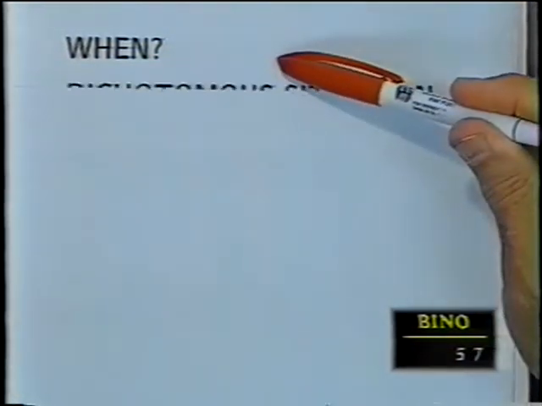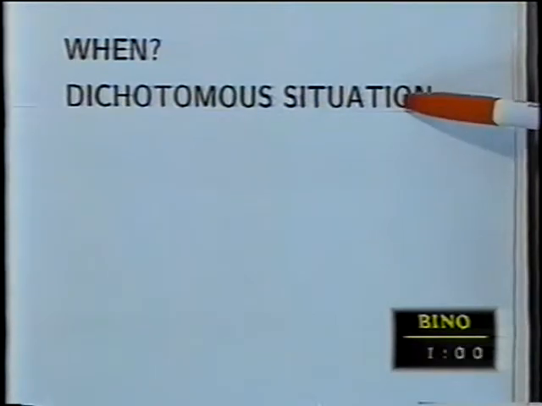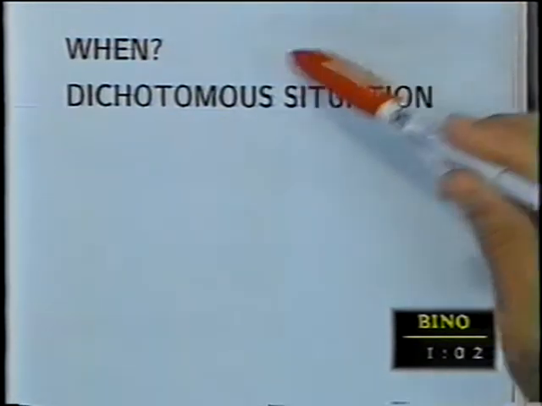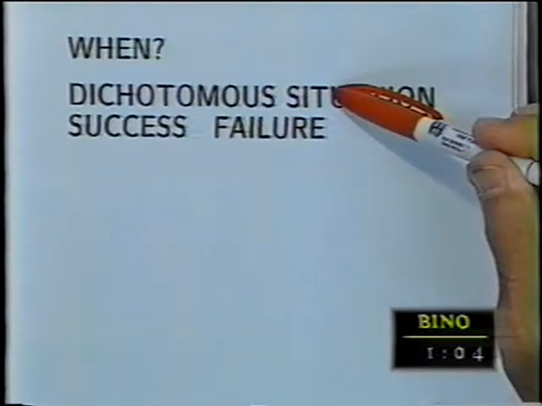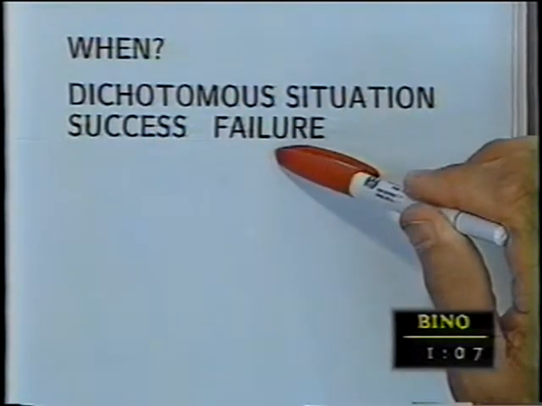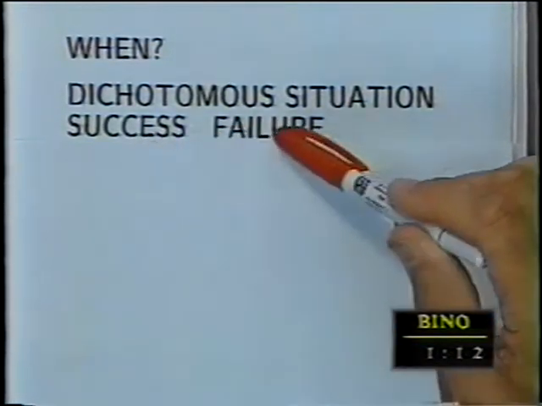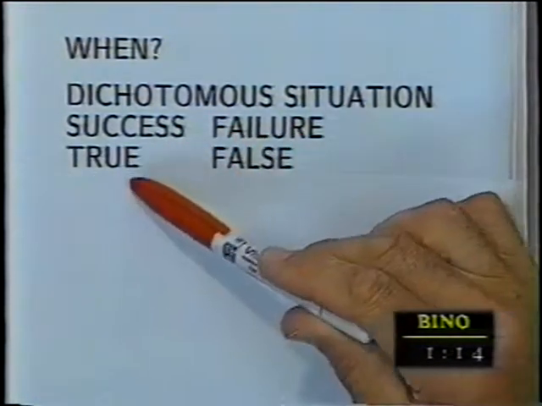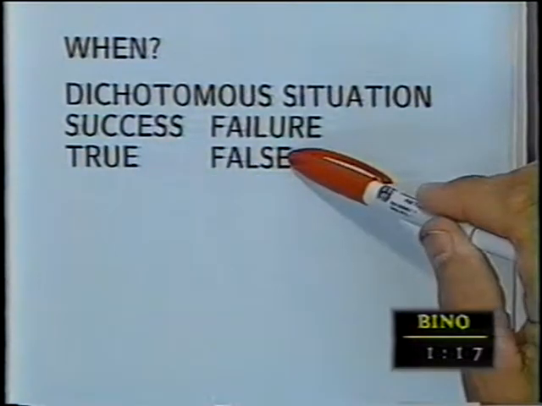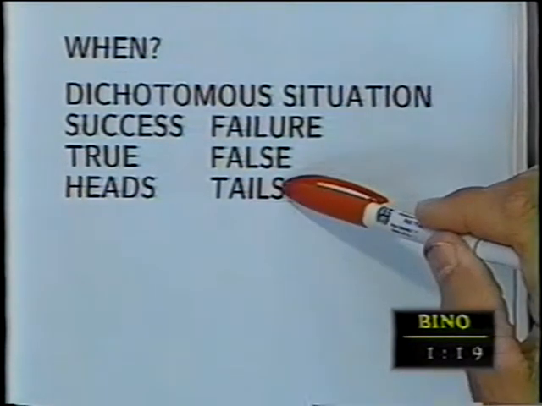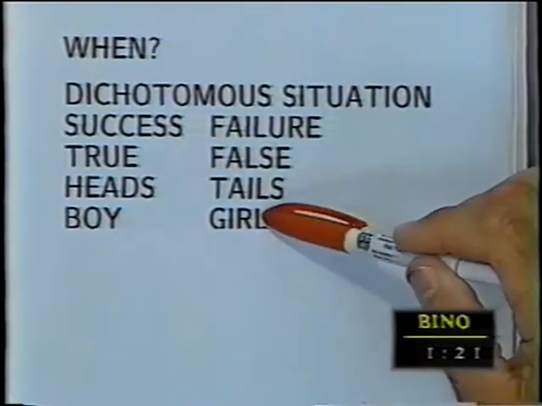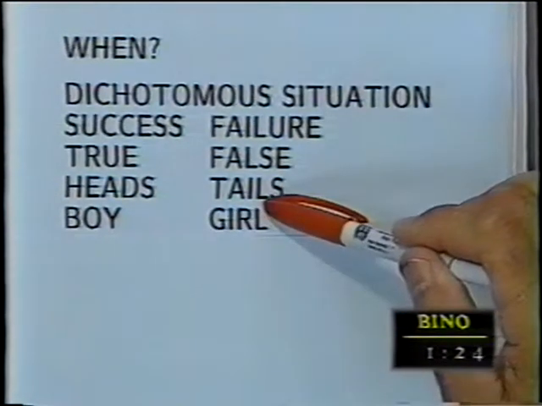First, let me say, when should we use the binomial distribution? The binomial distribution comes into play when we have a dichotomous situation. A dichotomous situation means there are two possibilities. I like to call it success or failure. Nothing really about success. It's just a way of showing that there's two possibilities. You might use true or false. You might say heads or tails. That's a dichotomous situation. Boy or girl, children being born, they're either a boy or a girl.